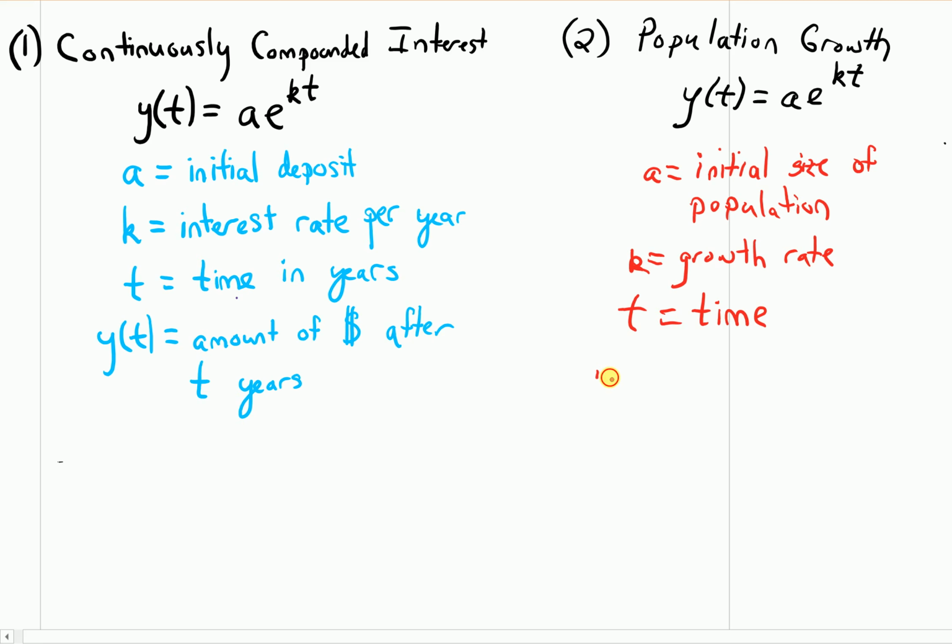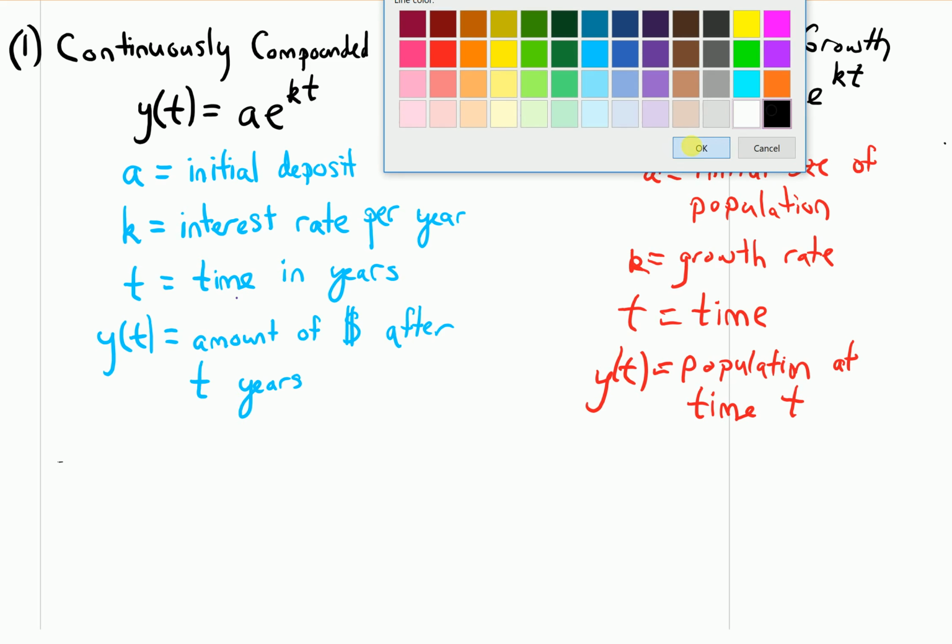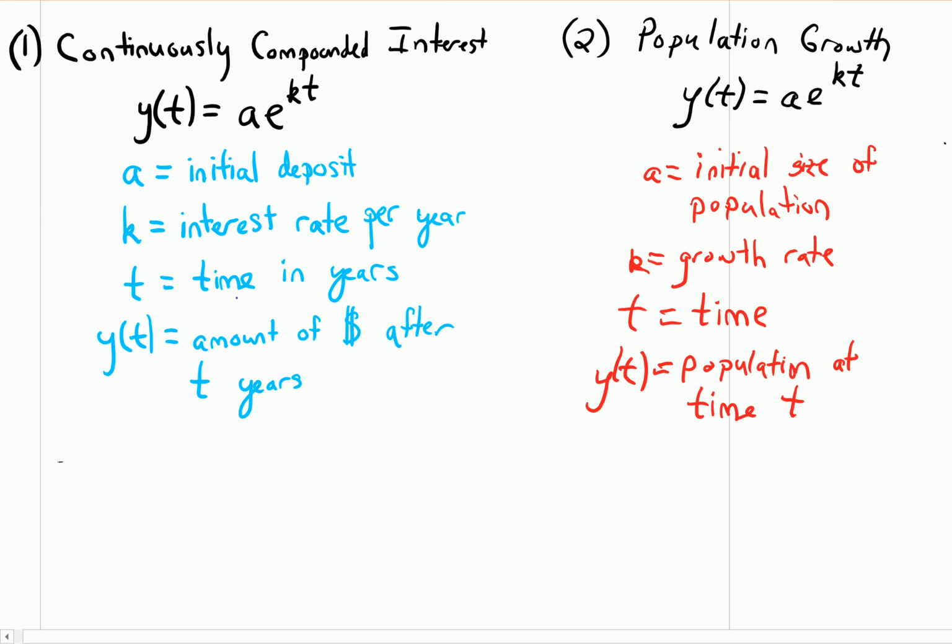And then Y of T, this is the population at time t. So this represents the population at a given time. Okay. All right, so now what I want to do is look at some examples.